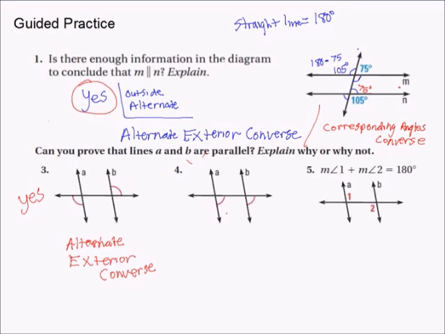Number 4, this would be a yes because one band, one band. This angle is congruent to this angle. So this would be corresponding angles. They have matching positions. This one is on the right and at the bottom. This one's on the right on the bottom. So corresponding angles converse.